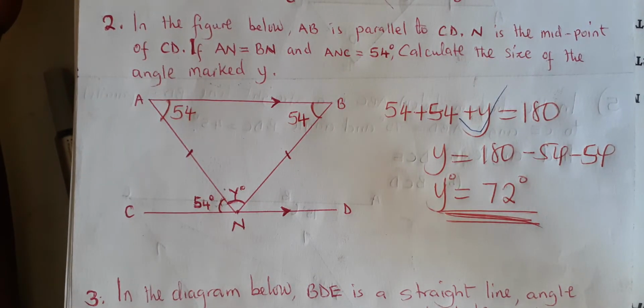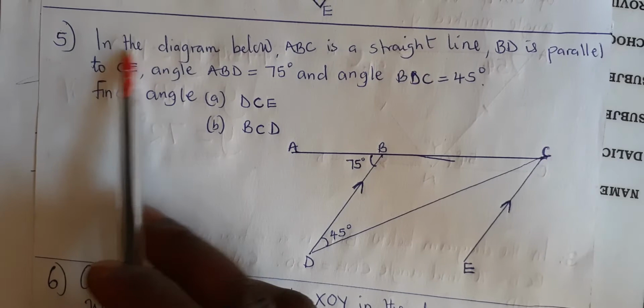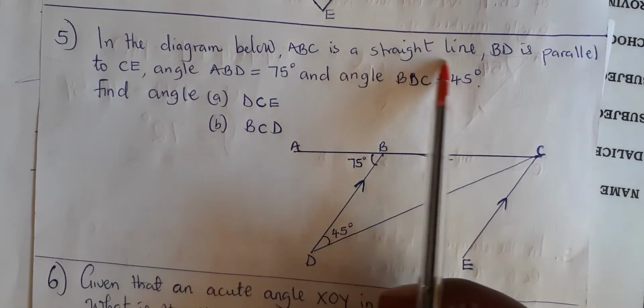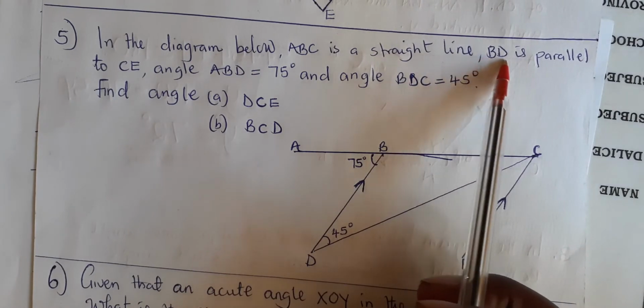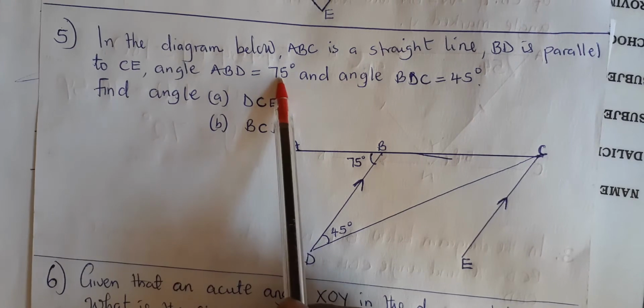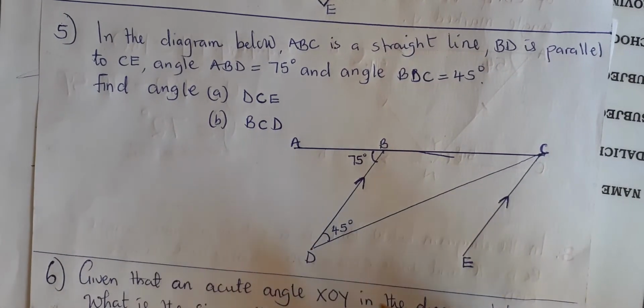So this is our first question. Let's go to the next one. Question 2 is this one. Copy this question as it is. In the diagram below, ABC is a straight line. DB is parallel to CE. This angle is 75. Then find these angles.